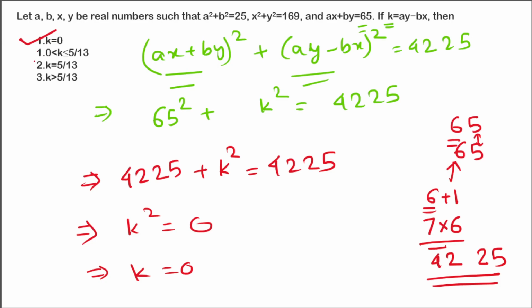Again, I did the numbering wrong. This is 1, 1, 2, 3. Okay, anyway, you get the idea. All right. So this is how you solve this particular problem.